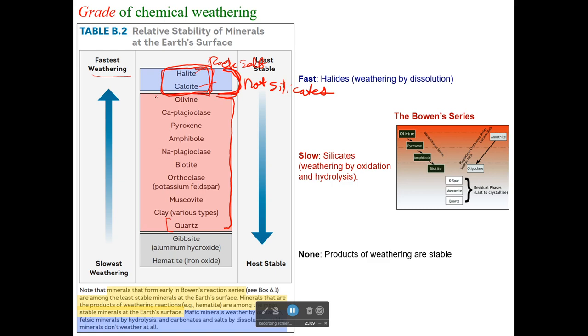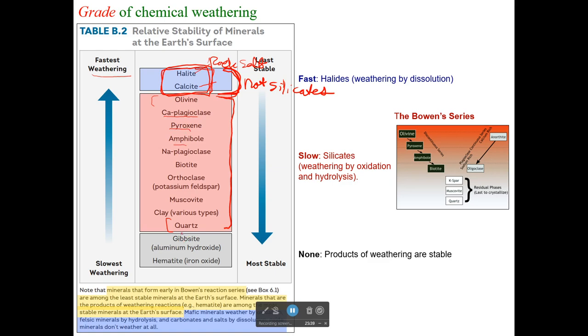So this quartz is more stable, olivine is less stable. Look at the progression here of the different minerals. Olivine, very unstable, very fast weathering. Calcium plagioclase, pyroxene, amphibole. I'm going to skip the plagioclases, but olivine, pyroxene, amphibole, biotite, that's a mica, feldspar, quartz. Does that sound like a pretty familiar order to you?